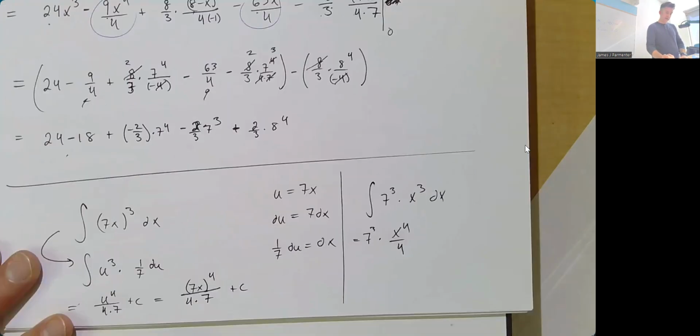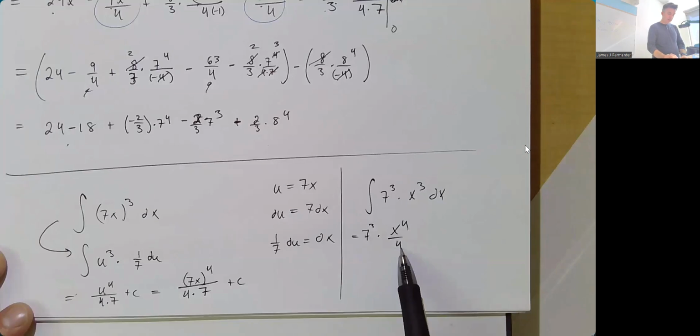Here you've got 7 cubed over 4. Here you've got 7 to the 4th over 7 times 4, and one of those 7s cancels, and you get 7 cubed over 4. So these really are the same. They just look different.